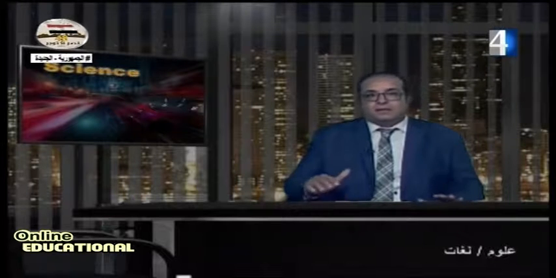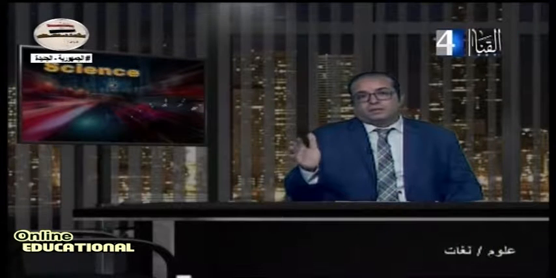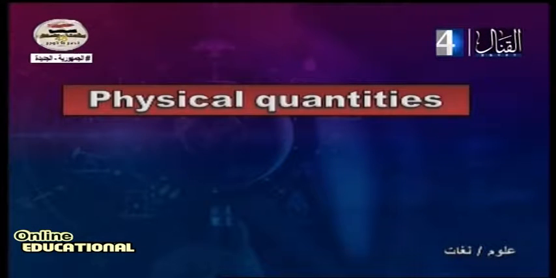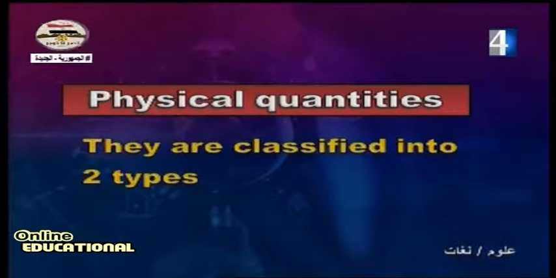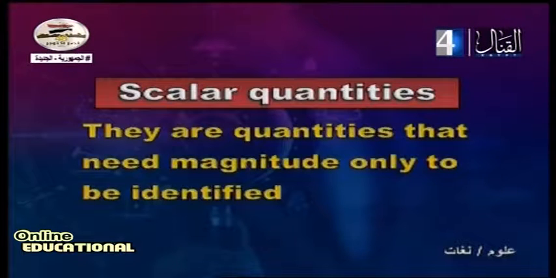Okay, let us go to our lesson. Physical quantities are classified into two types. The scientists classify the physical quantity into two types. The first one is scalar quantities. Scalar quantities are quantities that need magnitude only to be identified.